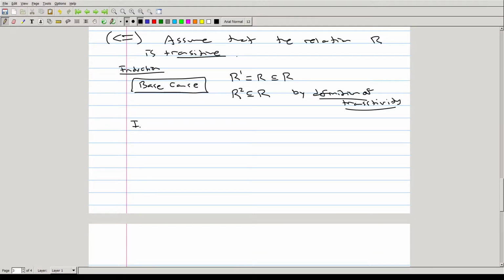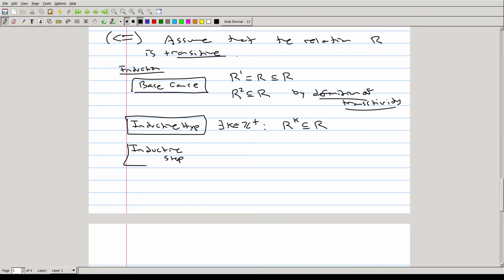So then the inductive hypothesis is that there exists some k in the positive integers such that R to the k is a subset of R. The inductive step is to show that for all k, if R to the k is a subset of R, then R to the k plus 1 is a subset of R.